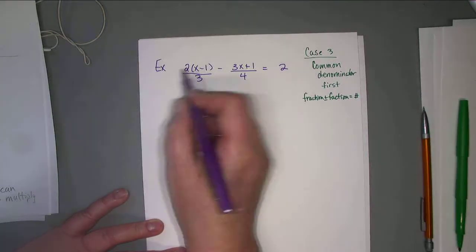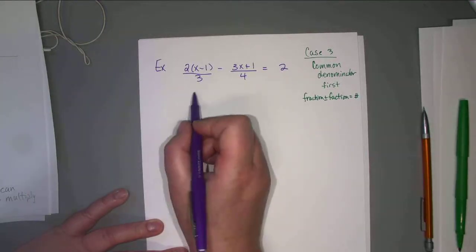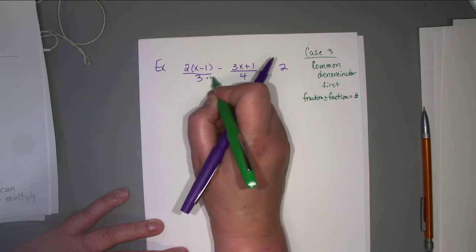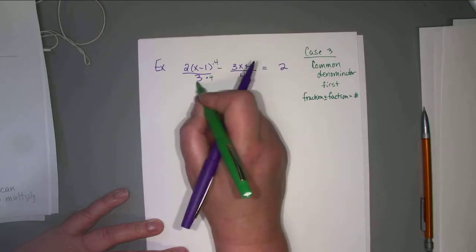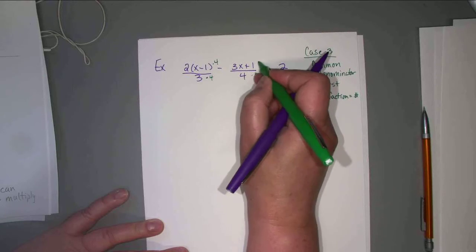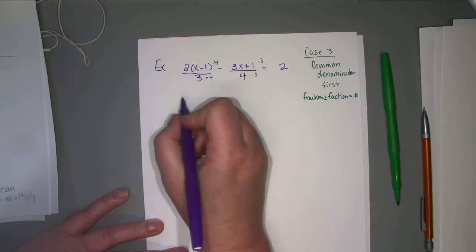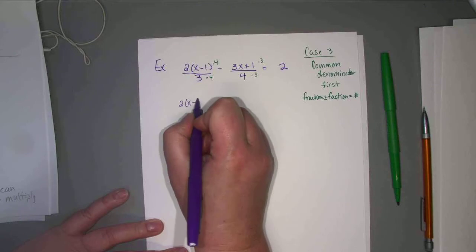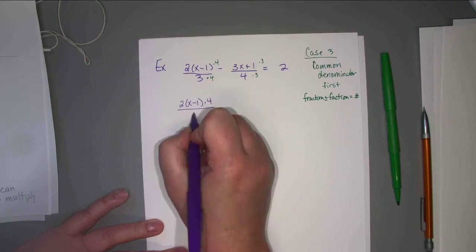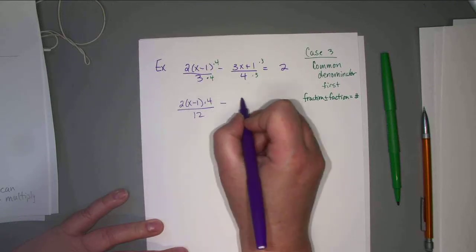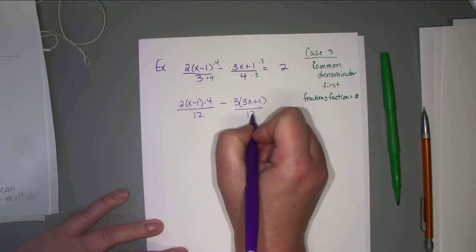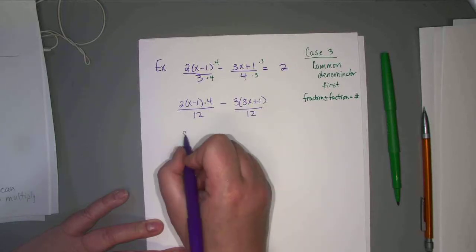So we're going to start with this. We want a common denominator between the 2, so that would be 12. So we're going to multiply this one by 4 to get a 12, and this one by 3. So here we will have 2 times x minus 1 times 4 over 12. And here we will have 3 times 3x plus 1 over 12. So 2 and 4 is actually 8.